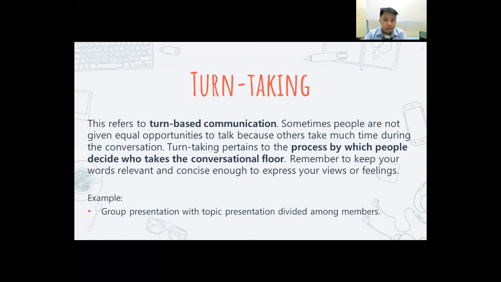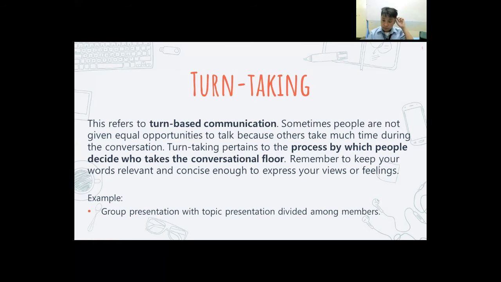So turn taking pertains to the process by which people decide who takes the conversational floor. Remember to keep your words relevant and concise enough to express your views or feelings. You need to be able to choose the correct pool of words, and of course construct your sentences concisely and relevantly so that you will be able to express your views and feelings effectively and efficiently.